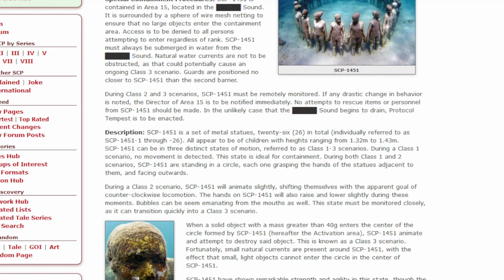I don't know what they're talking about, blank sound. It's weird. Protocol Tempest is to be enacted.